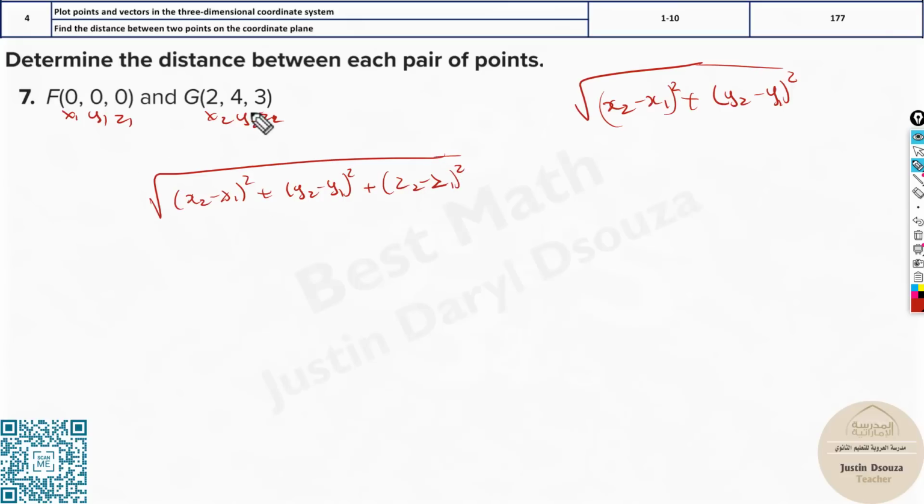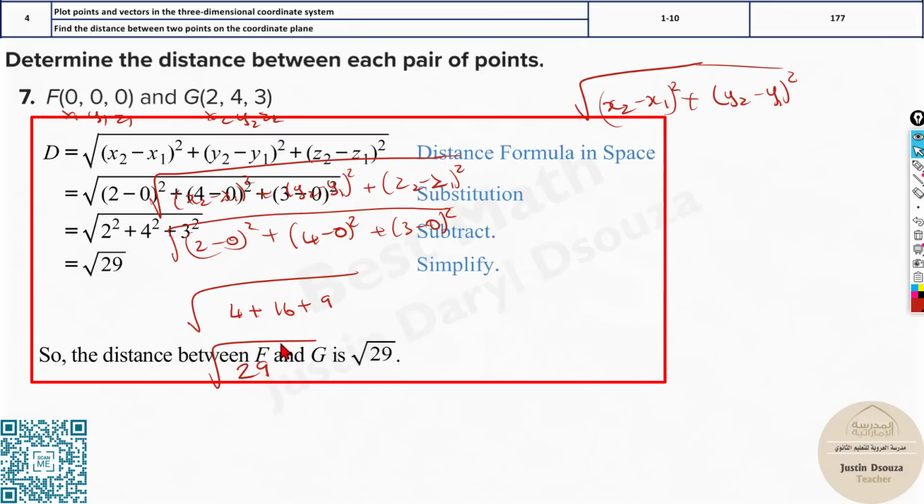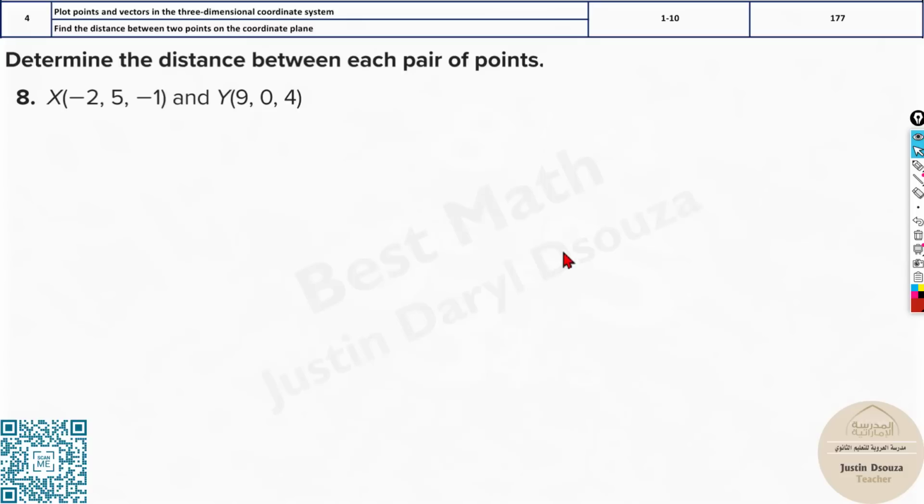Now we substitute the values. Here x2 is 2 minus 0 the whole squared plus 4 minus 0 the whole squared plus 3 minus 0 the whole squared, and now you should just take the square root of it. So 2 minus 0 is 2, square is 4, plus 4 squared is 16, plus 3 squared is 9, and that would be 20 plus 9, it's square root of 29, somewhere 5 point something. That would be the answer. Now you can leave it as root 29, that's fine. This is the exact distance. Similarly, we can solve the other problems.